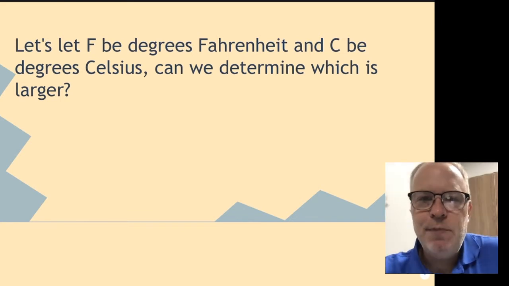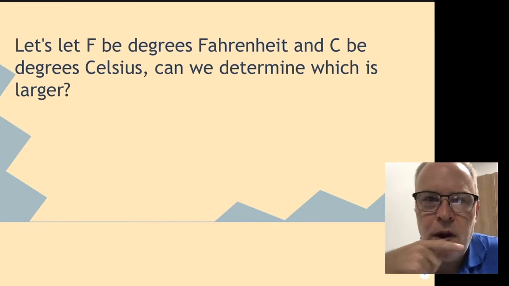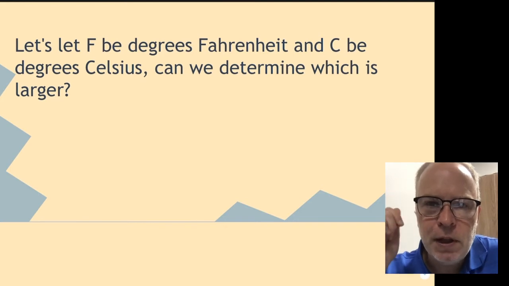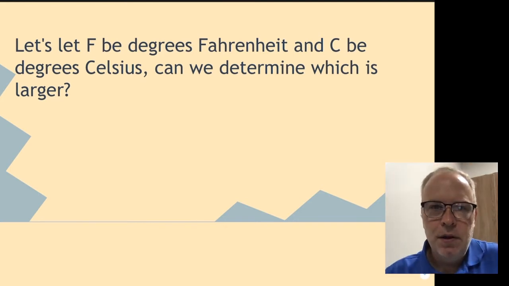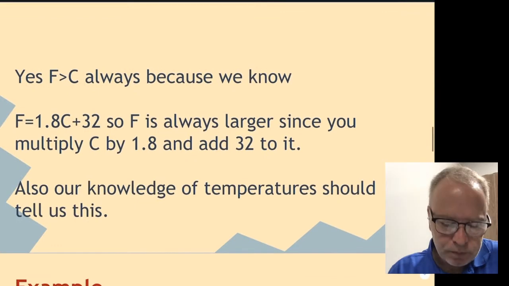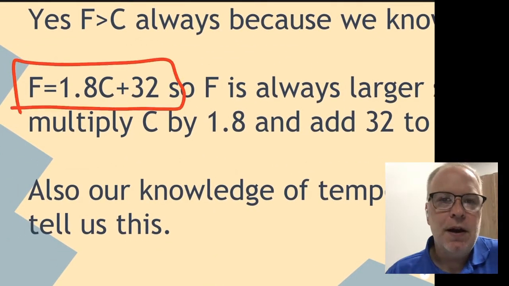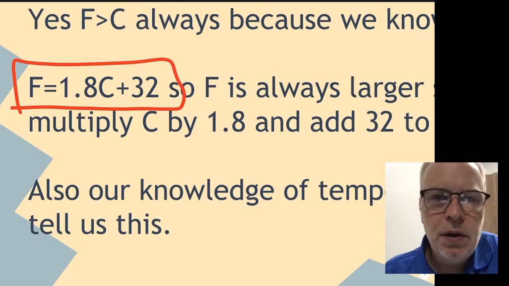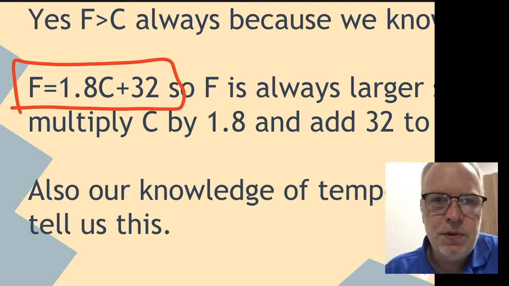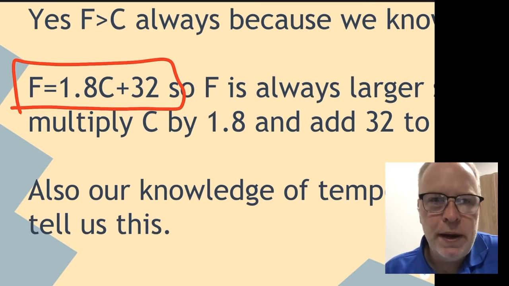So let F be the degrees Fahrenheit, whereas C is the degrees Celsius. So which one's bigger there? Well, we do have information. We have a formula that relates one to the other. So let's see that formula. There are different ways to write it, but it's right here. F is always 32 plus 1.8 times the degrees Celsius. So 32 bigger than 1.8 times the Celsius.